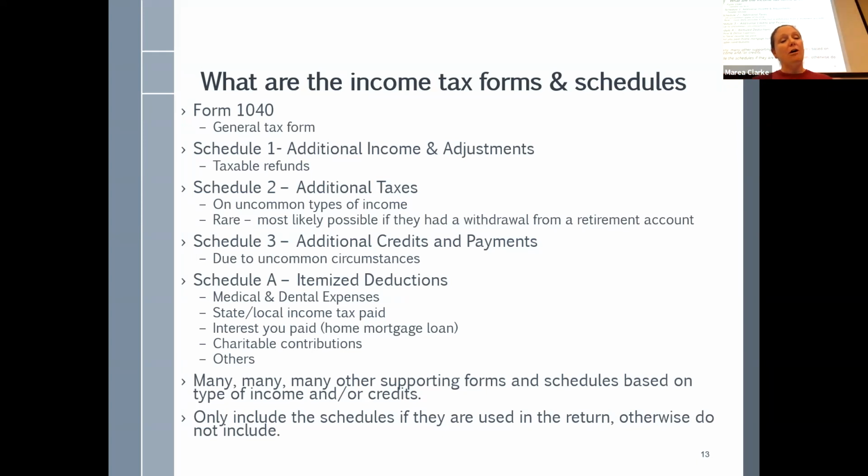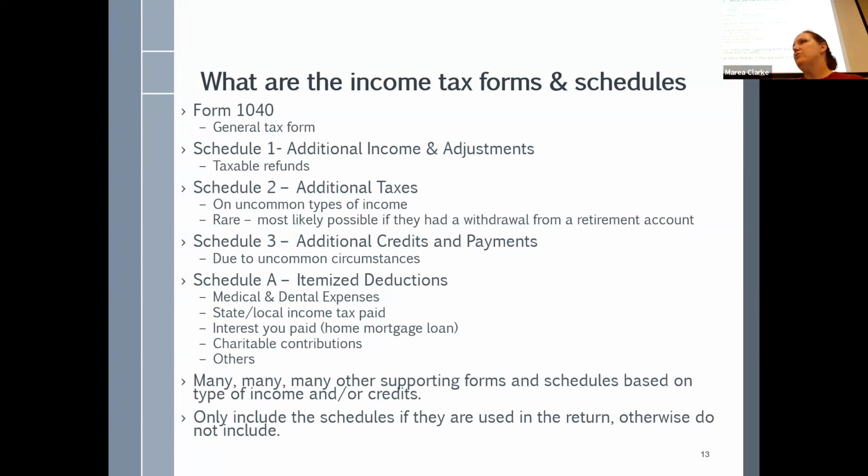And then beyond this, there are many other supporting forms and schedules, right? We're not going to go through every single one of them. What we are going to teach you is how to find them, how to find the instructions for filling them out if you need to, and make sure you at least know what's going on with them for the tax test.